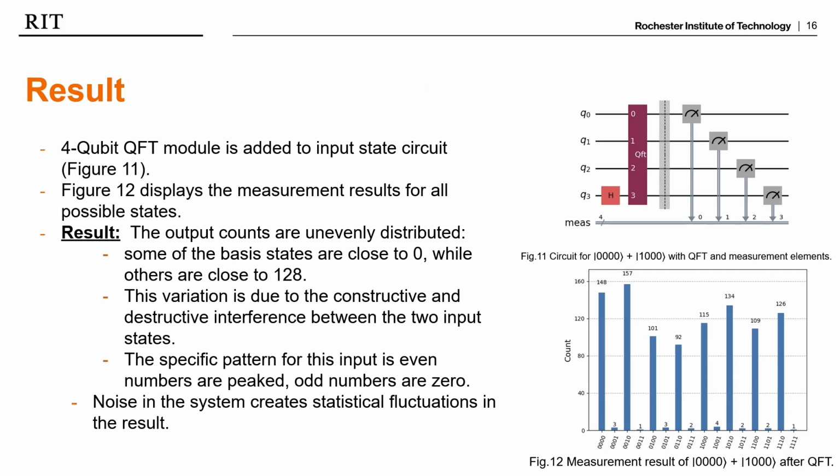Similar to the one computational basis state implementation with 4 qubits, the 4-qubit QFT is added to the input circuit. Figure 12 shows the result of the measurement with 1,024 trials for 16 states. The output counts are not evenly distributed. Some of the basis states are close to 0, while others are close to 128. This variation is due to constructive and destructive interference between the two input states. The specific pattern for this input is that even numbers are picked, odd numbers are 0. Noise in the system creates statistical fluctuation in the result.